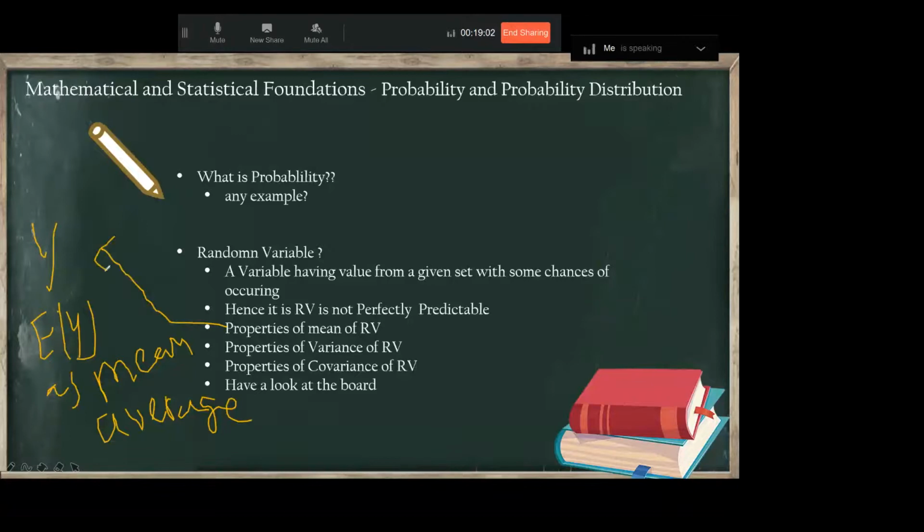So remember, y is a random variable. So the mean of a random variable, or the mean of any variable, has different properties. What are those properties? Let's first talk about those properties in a different way.